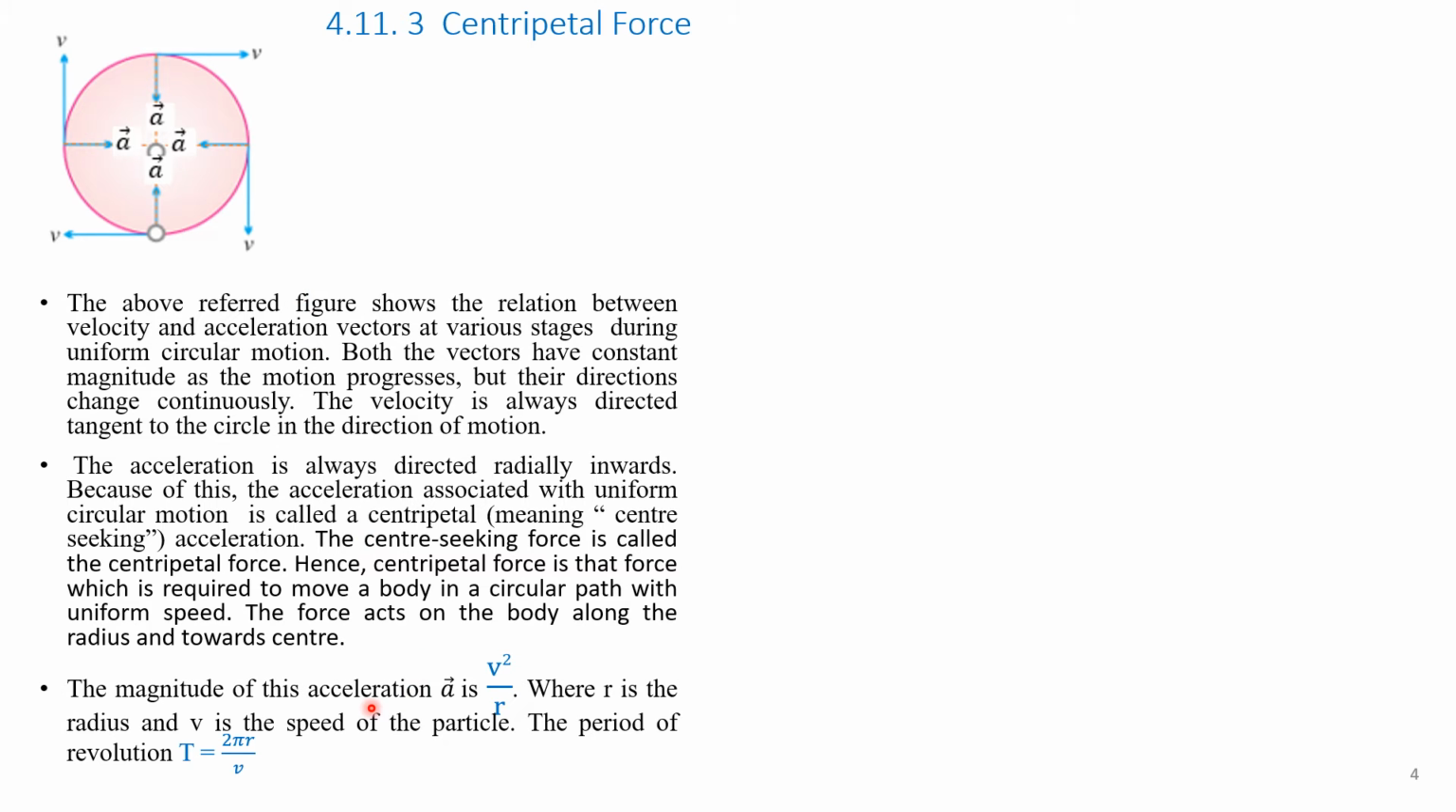The magnitude of this acceleration is given by a is equal to v square by r, where r is the radius and v is the speed of the particle. The period of revolution is given by T is equal to 2 pi r by v, where v is the velocity.